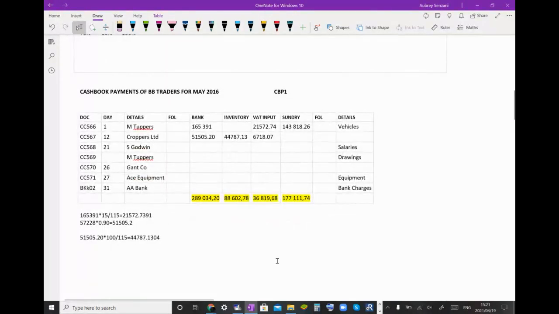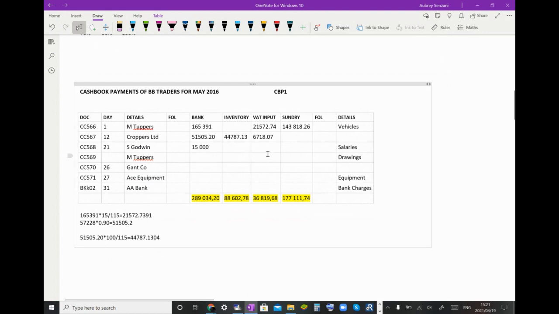Now we can continue with our cash payments journal. The next cash payments transaction happened on the 21st with S. Godwin. Sally paid S. Godwin. As you can see there, we put the document number, the date, S. Godwin, then we know this was for 15,000.